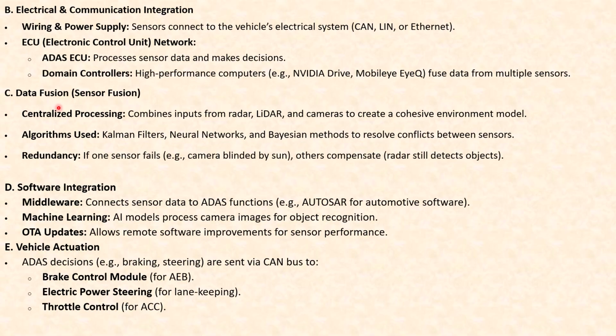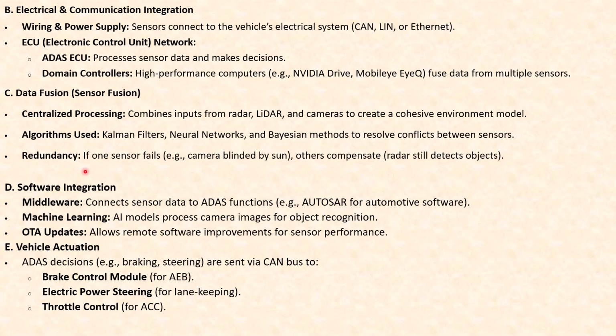Next comes data fusion. There are various aspects of data fusion: centralized processing, algorithms used, and redundancy. What is meant by centralized processing? It combines inputs from radar, LiDAR and cameras to create a cohesive environment model. This is called centralized processing. Next come the algorithms used. There are algorithms which very rapidly fuse the data from various sensors, like Kalman filters, neural networks or Bayesian methods, to resolve conflicts between the sensors.